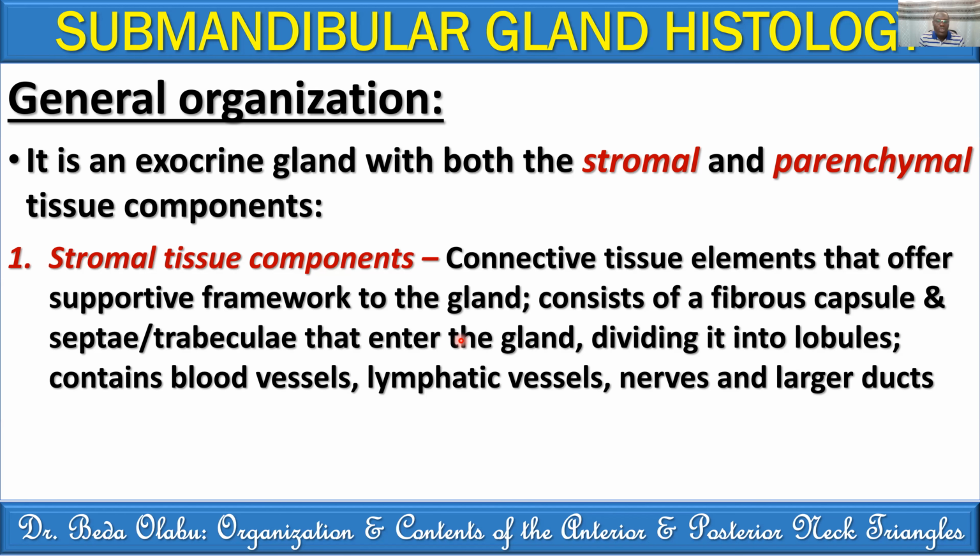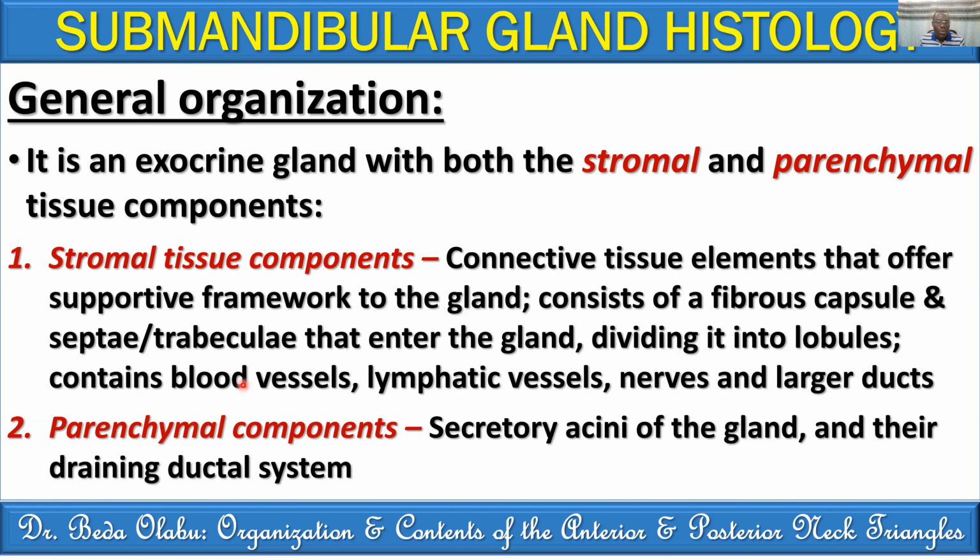As these connective tissue elements enter the gland, they carry with themselves blood vessels, lymphatics, nerves, and even some large ducts are usually found within the connective tissue elements. And so that is important to take note of for the stromal tissue component. The parenchymal tissue component of a salivary gland in general consists of acini, which produce secretions.